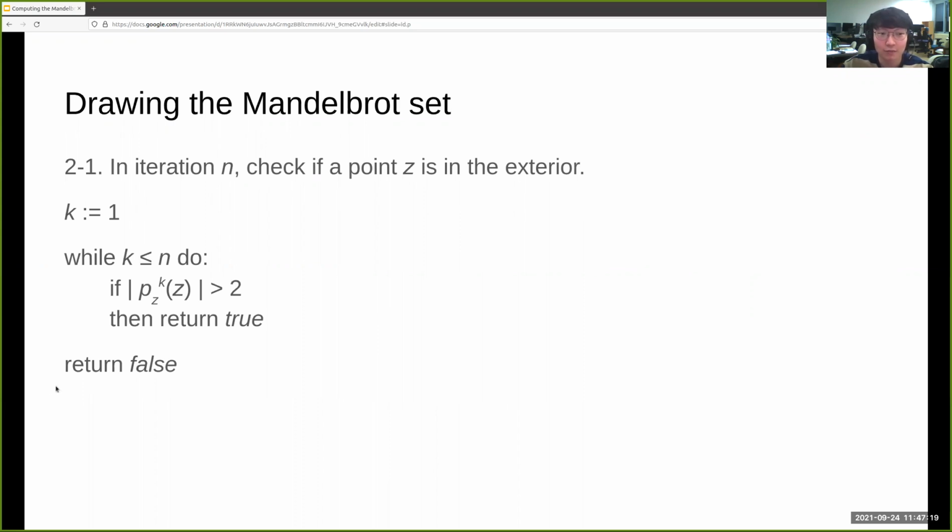Here is a pseudocode of checking if the point is in the complement of the Mandelbrot set. First, let k be 1, and while k is less than n, check if the absolute value exceeds 2, then return true, or else return false. This is immediately derived from proposition 1 that I first explained while talking about the Mandelbrot set, so it should be clear.